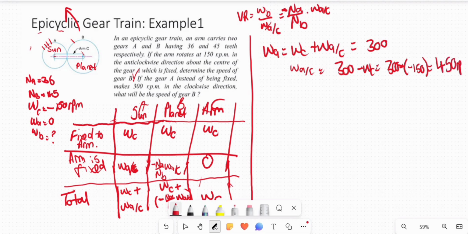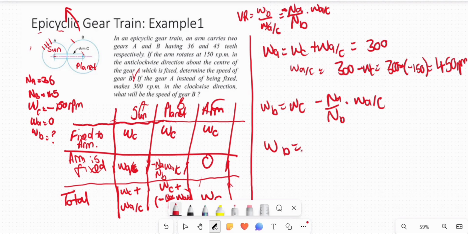450 RPM. That is omega A with respect to C now, but that's not what we want. We want to find the speed of gear B now. Omega B is equal to omega C minus NA over NB times omega A with respect to C. So what's going to be omega B under these new conditions?